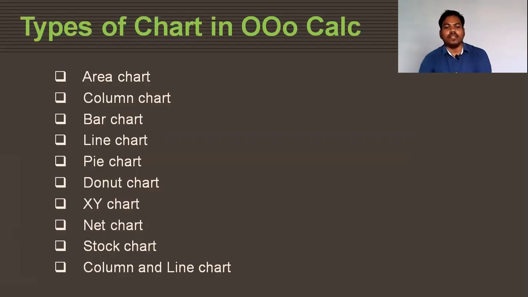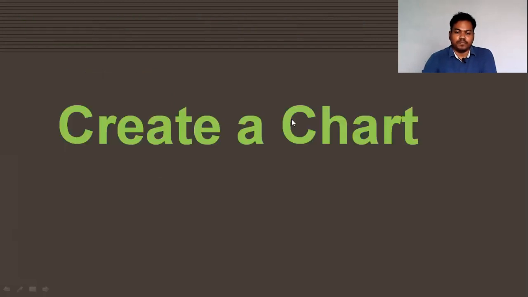Now there are different types of charts in OpenOffice Calc: area chart, column chart, bar chart, line chart. These are different types of charts, right? Each chart has some benefits. In some charts we can show some values in a better way. For a marks list, some graphs are better. To show performance, some other chart is better. Based on whatever we want to represent, we choose the chart. So first of all, let us see how to create a chart.